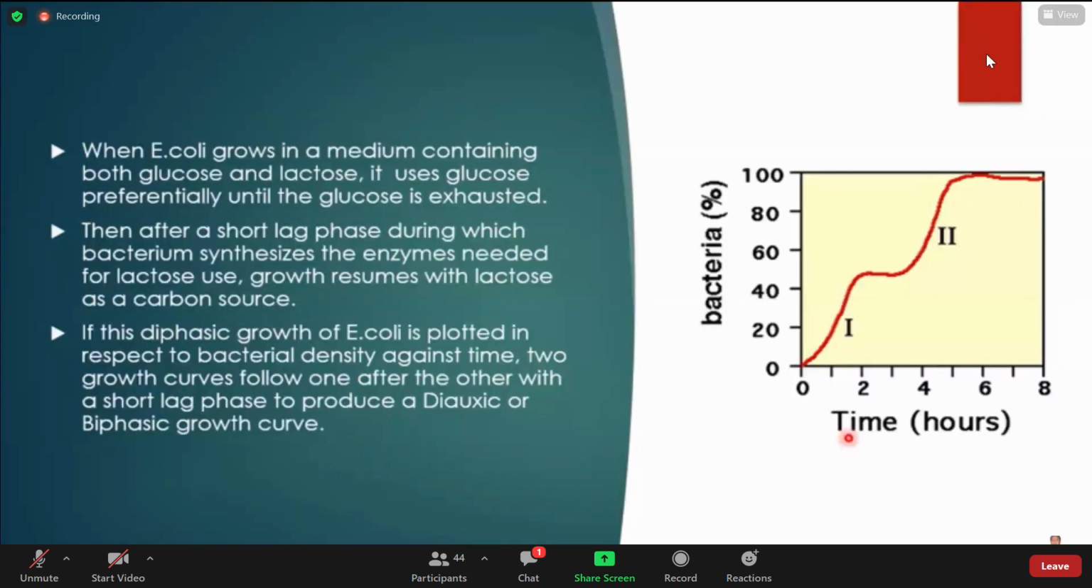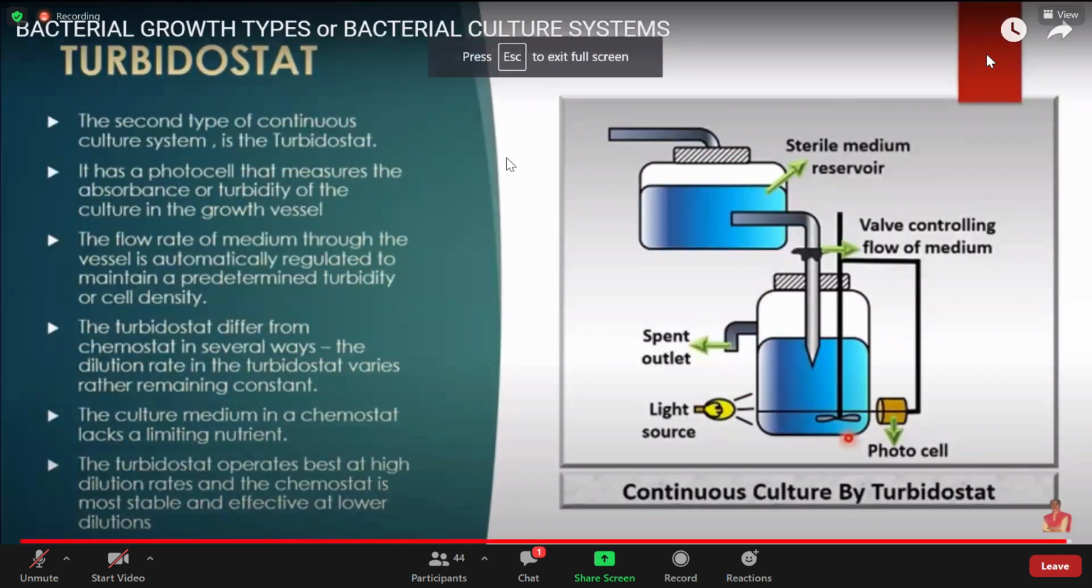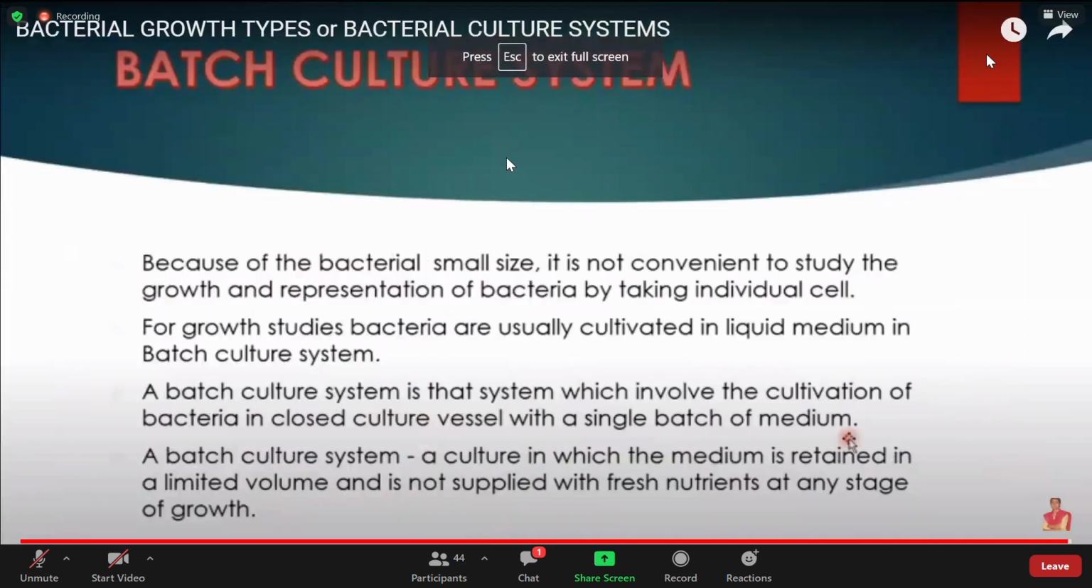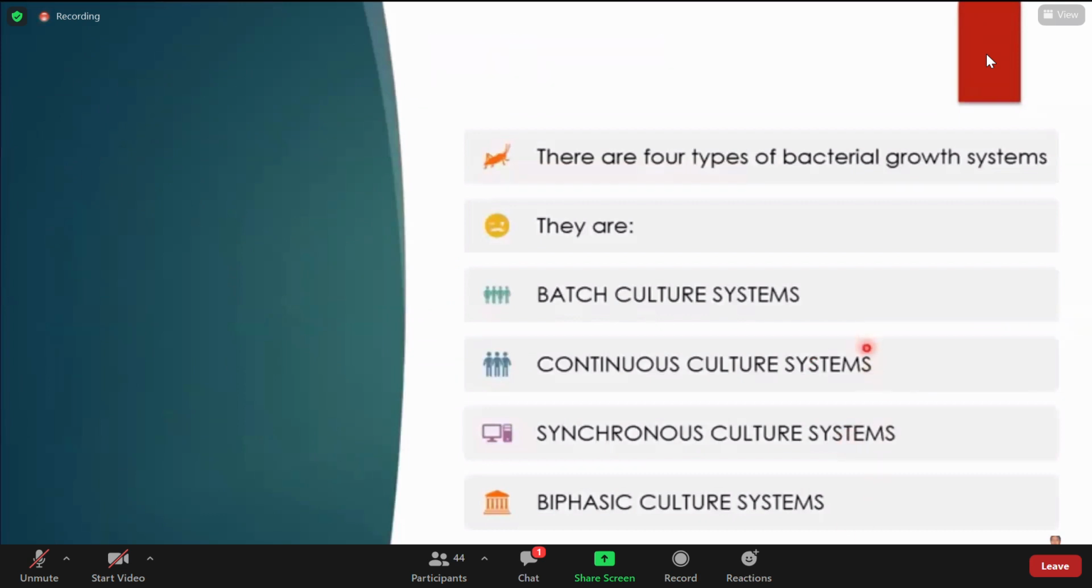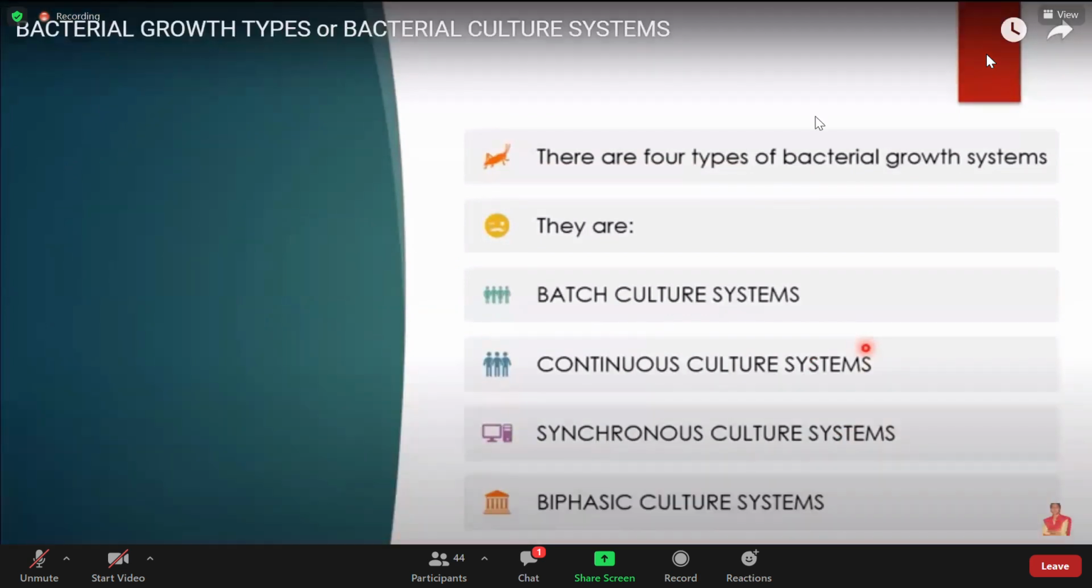So thus we end our bacterial growth systems. Thank you.